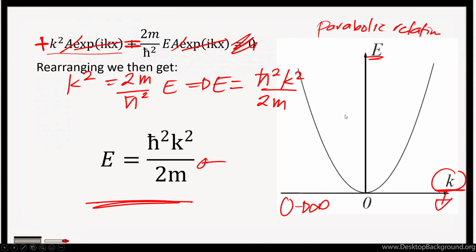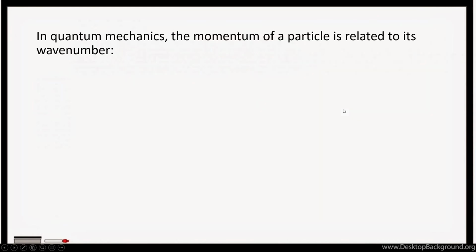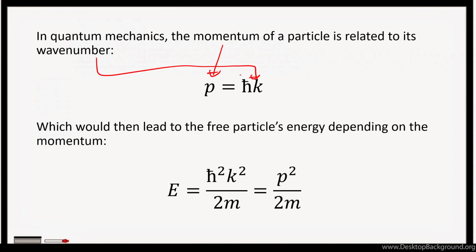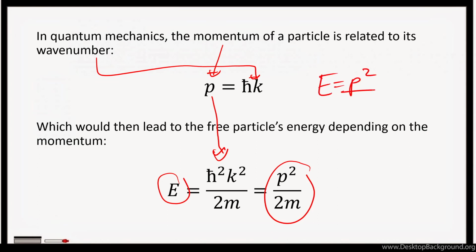For quantum mechanical particles, the momentum of that particle is related to its wave number. P is equal to h bar k, where P is the momentum and K again is the wave number. Putting this back in our equation for energy, E is equal to h bar squared k squared, we'll get that E is equal to P squared over 2m.